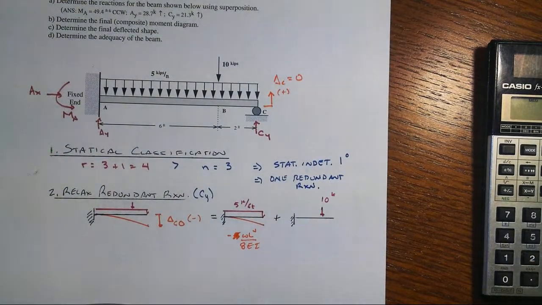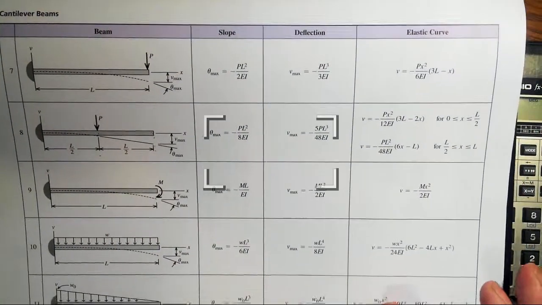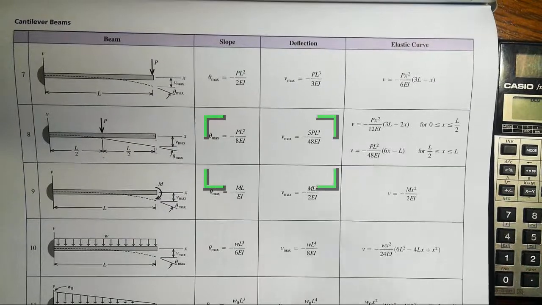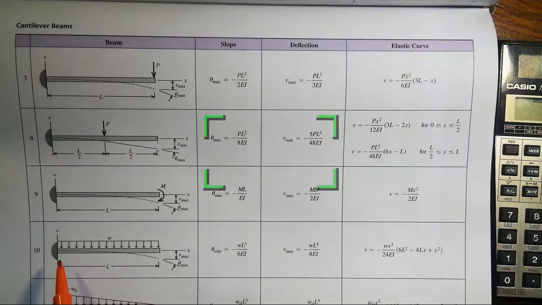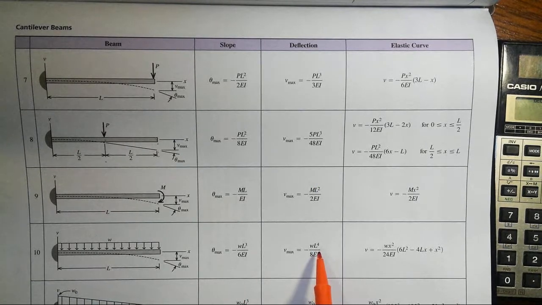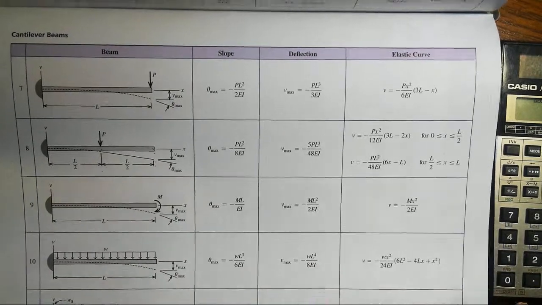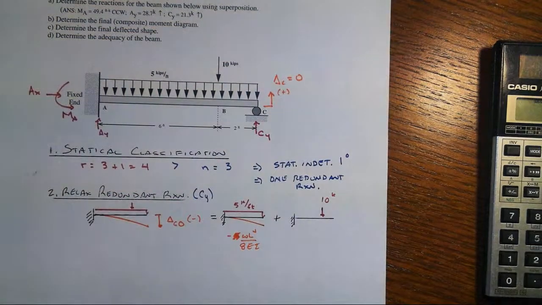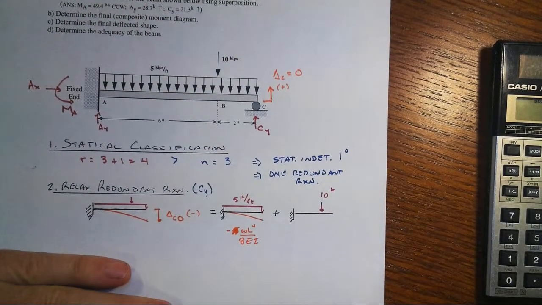Now where did I find that? Well, I went into a handy table of common situations, and here's our uniform distributed load on a cantilever beam, and the max displacement happens to be out at the end, which is where we are looking for things. There's your WL to the fourth over 8EI. Right? That's where that came from, as opposed to just deriving it, which we could also do.